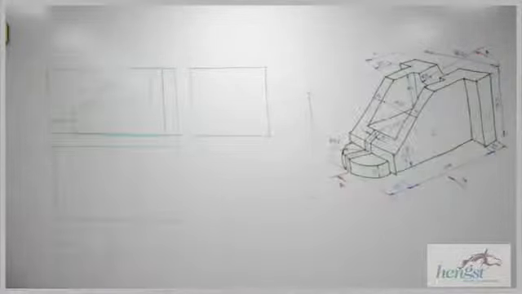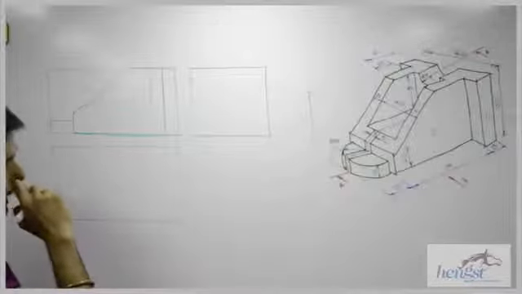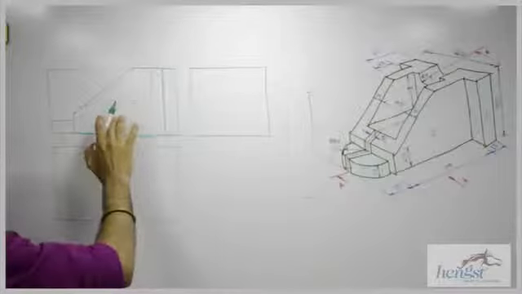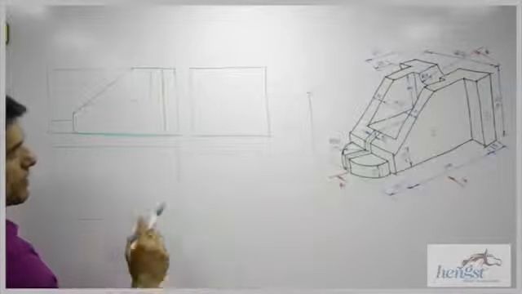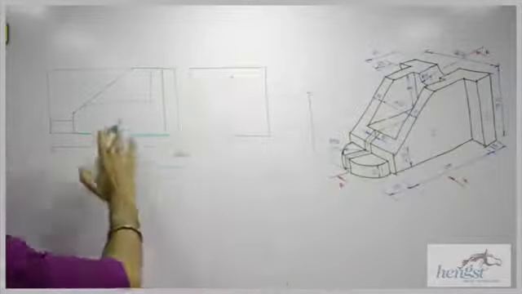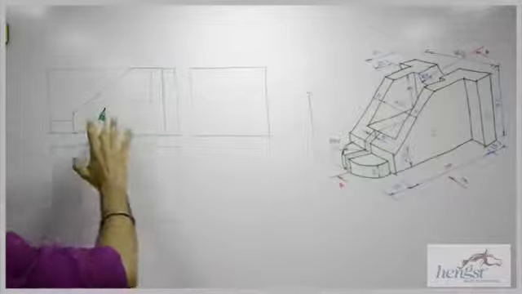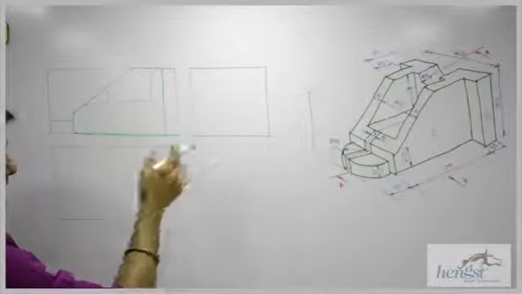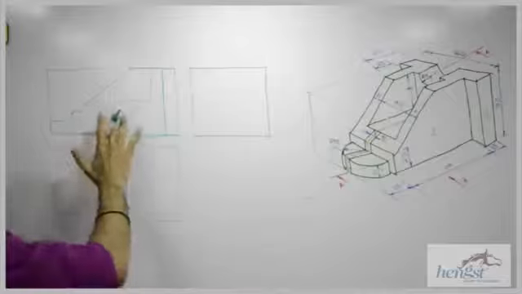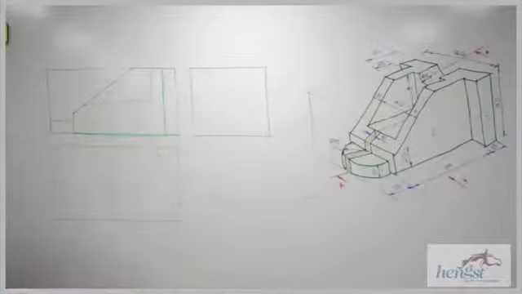Now we need to draw the top view. And one more thing, see why I am drawing light? Because it's a sectional front view. So when we cut, a lot of portion will get erased. So that's why initially when you draw any sectional view in orthographic, you first draw light and then you draw it dark.